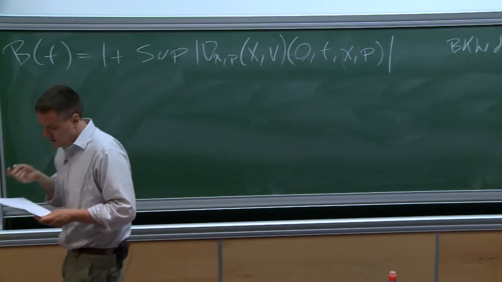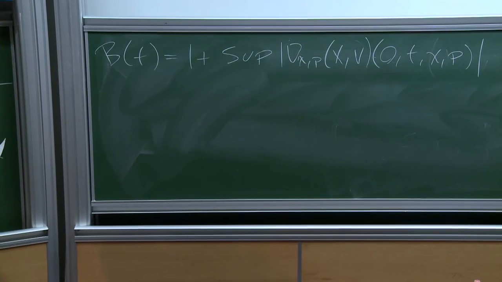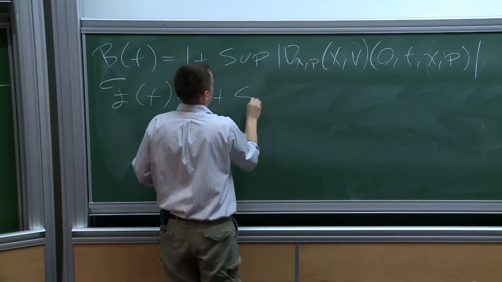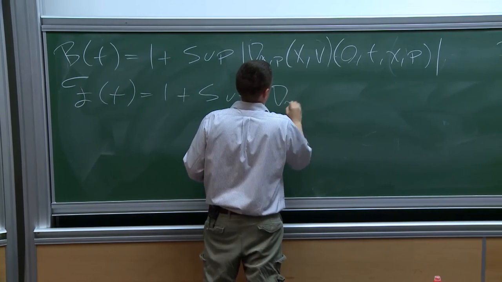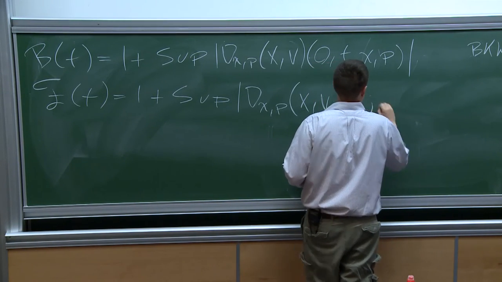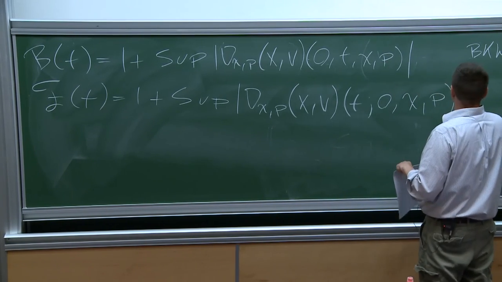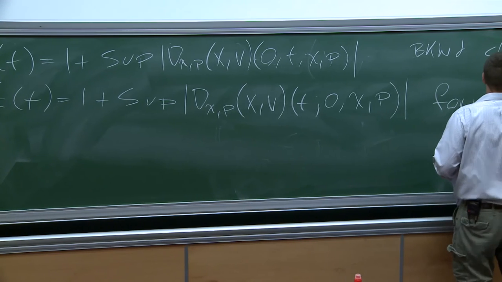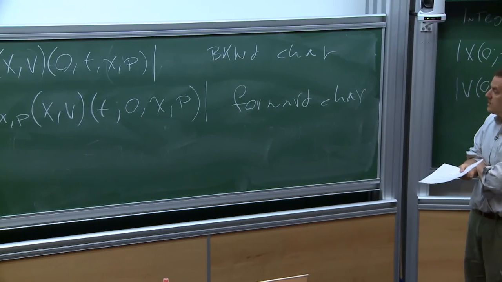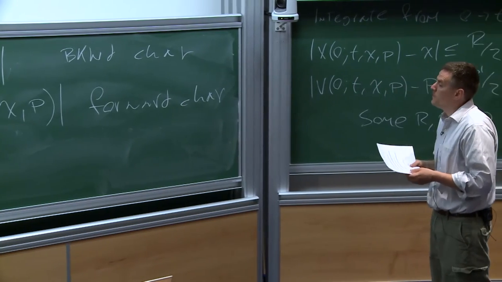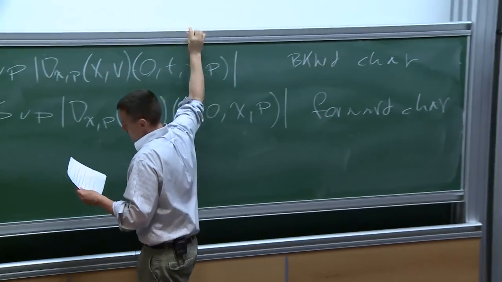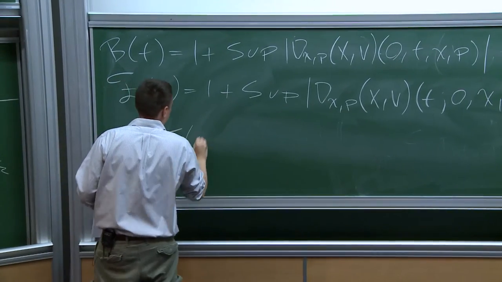Okay, so we let B of t be the sup over everything of the first derivative of the backward characteristics, and you let F of t be, say, we're basically estimating the characteristics. So B of t is the sup over the backward characteristics, and F of t is the sup over the forward characteristics. And now you have the characteristics up here. So it's basically automatic that you have an estimate like.